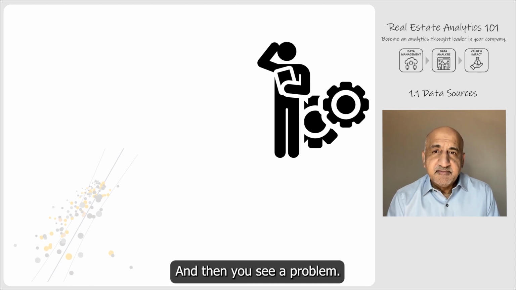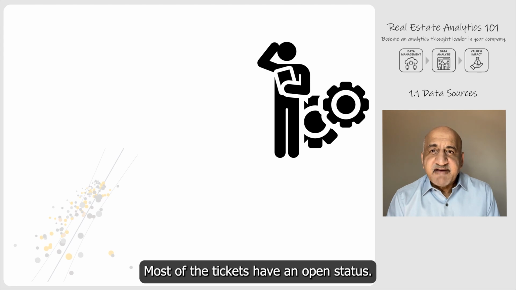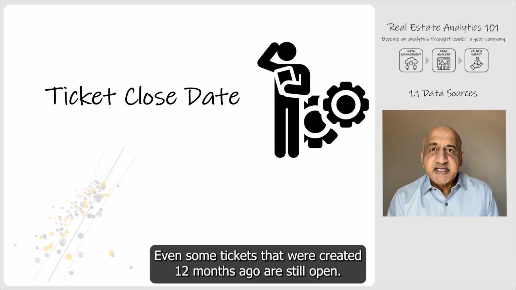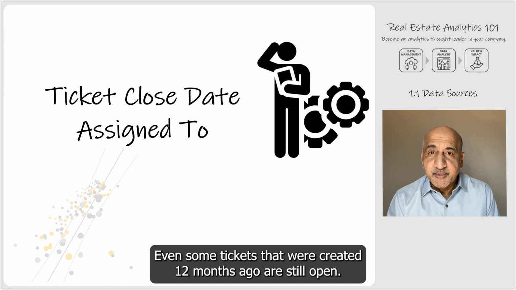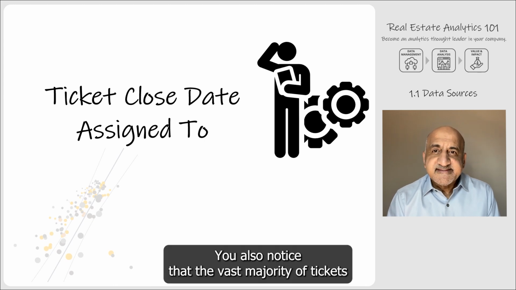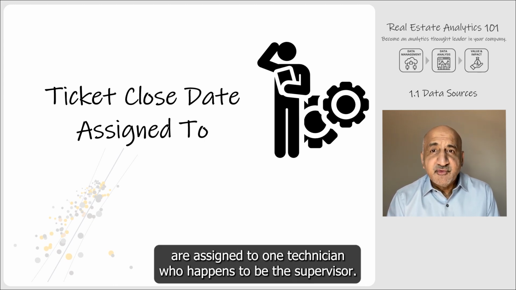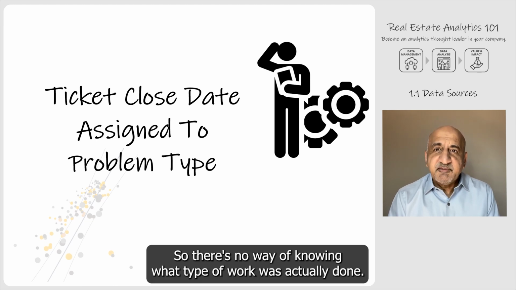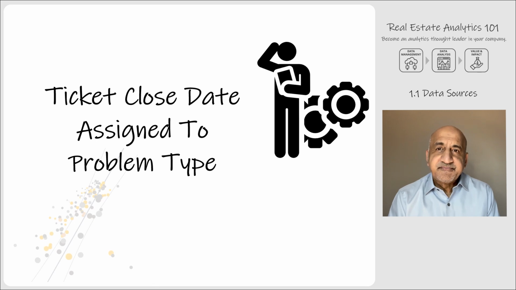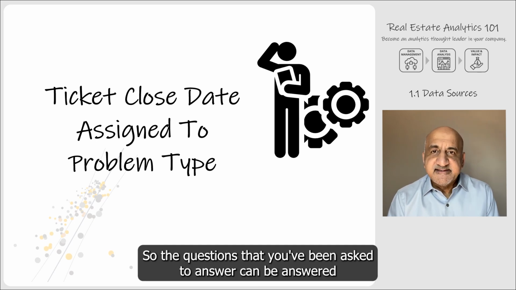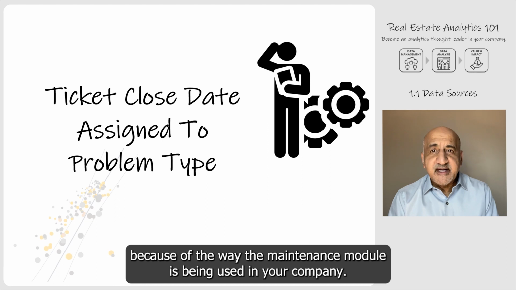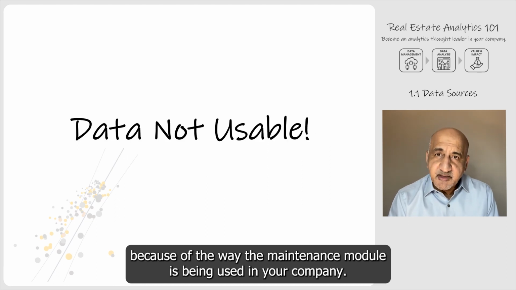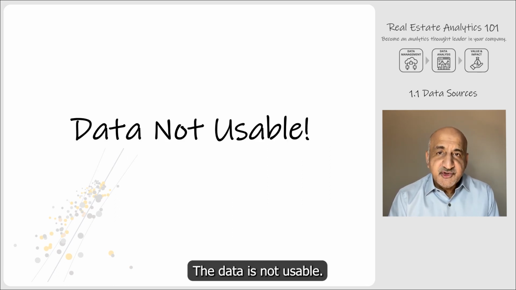And then you see a problem. Most of the tickets have an open status. Even some tickets that were created 12 months ago are still open. You also notice that the vast majority of tickets are assigned to one technician who happens to be the supervisor. And the problem type field isn't specified in the work order, so there's no way of knowing what type of work was actually done. So the questions that you've been asked to answer can't be answered because of the way the maintenance module is being used in your company. The data is not usable.